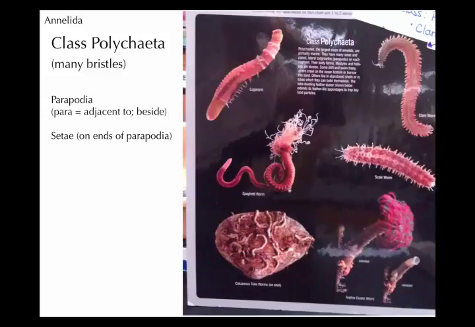They're the fleshy parts. Then on the very end of the parapodia, that's where your setae are, or you could call them chaeta. Those both mean the same thing, bristles. So those would be on the very ends of your parapodia.